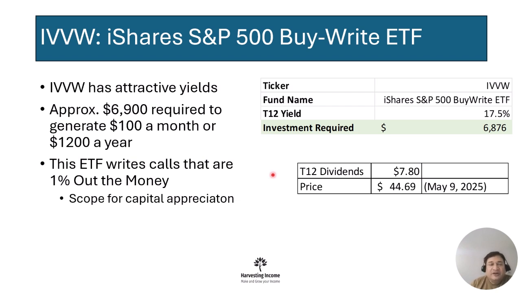You need 6,900 to get 1,200 a year. Not bad. I think some people can really come up with this amount if they are able to save a few thousand bucks every month, and you can invest so much. Or you can invest $1,000 every month and just build it up. Okay, so that's IVVW for you.